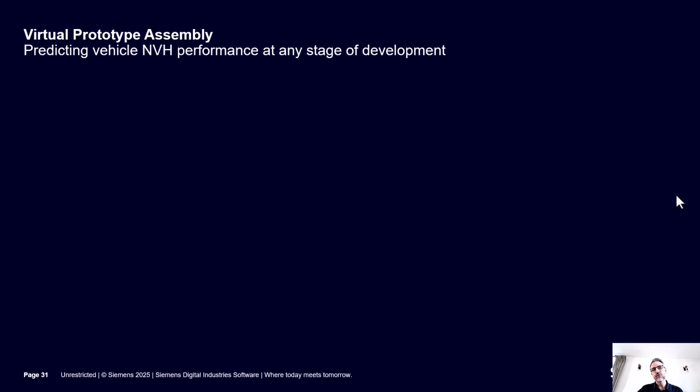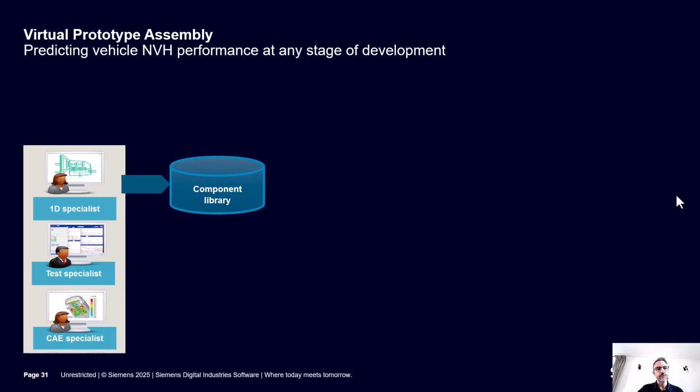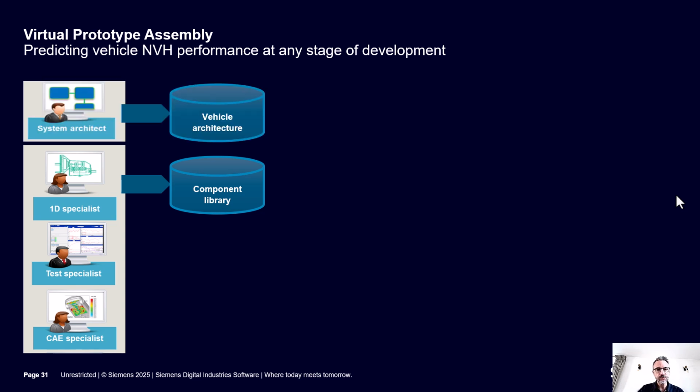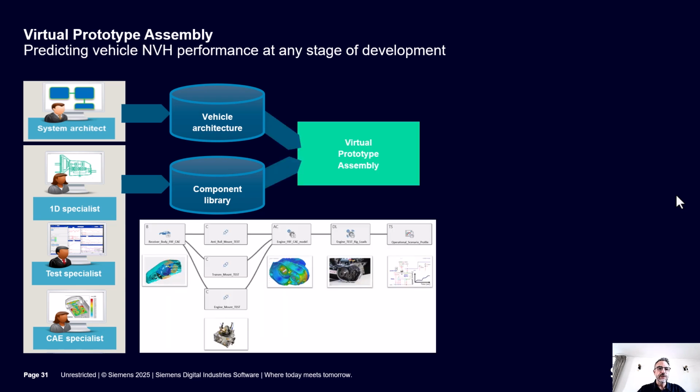So this approach is available in our virtual prototype assembly tool. And the idea of virtual prototype assembly is to put the different parts of the organization together in order to have the right data to be able to predict the NVH performance, but that also includes collaboration with the suppliers.